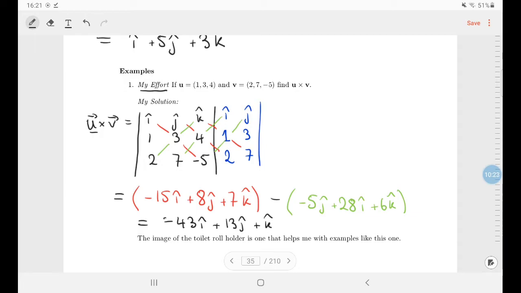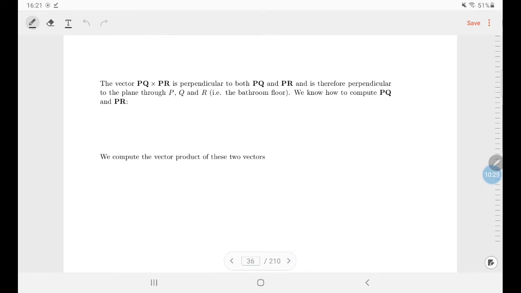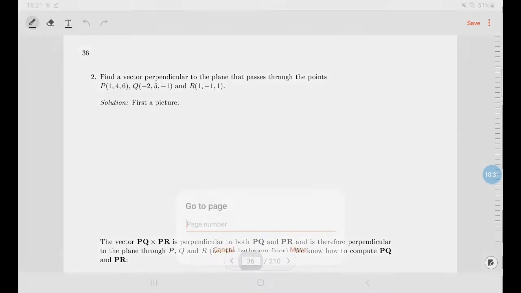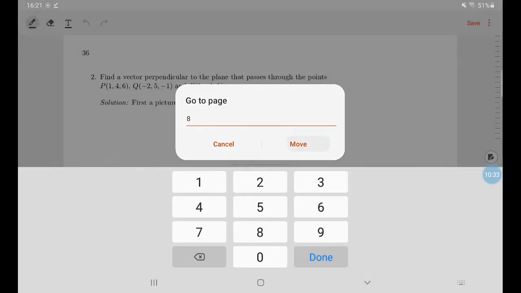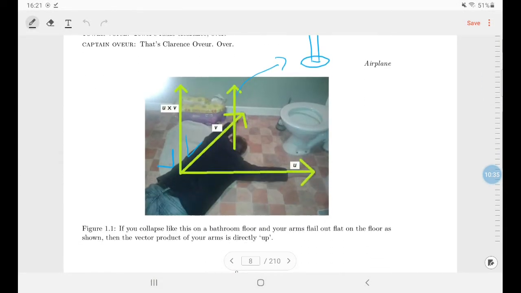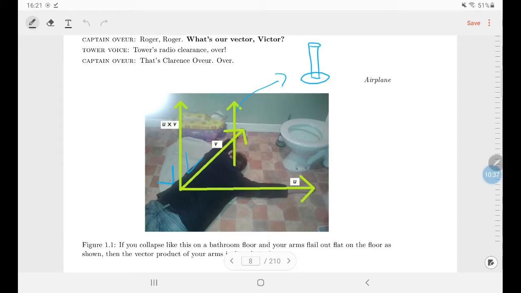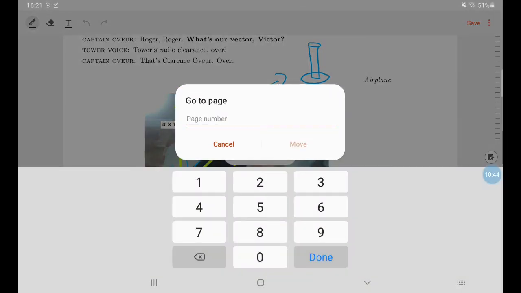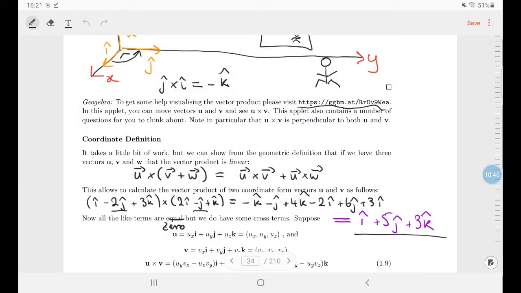Okay, so I've got a thing here, the image of the toilet roll holder is one that helps me with examples like this. The toilet roll is back on page 8. We'll just have a look at that there. So if you have two vectors and you want something perpendicular to both of them, you take the cross product. Now I can't remember what page I was on. Not far off.